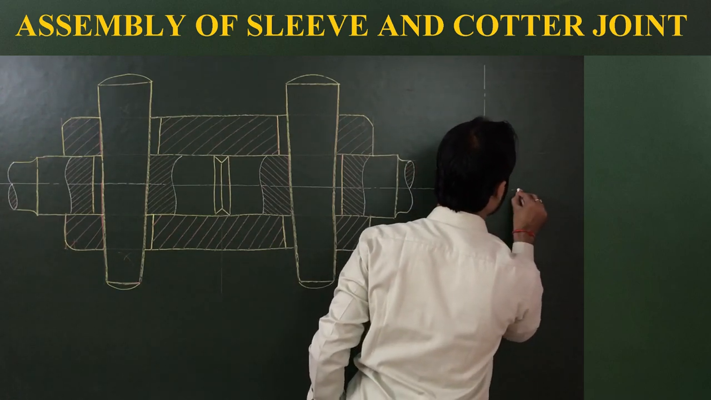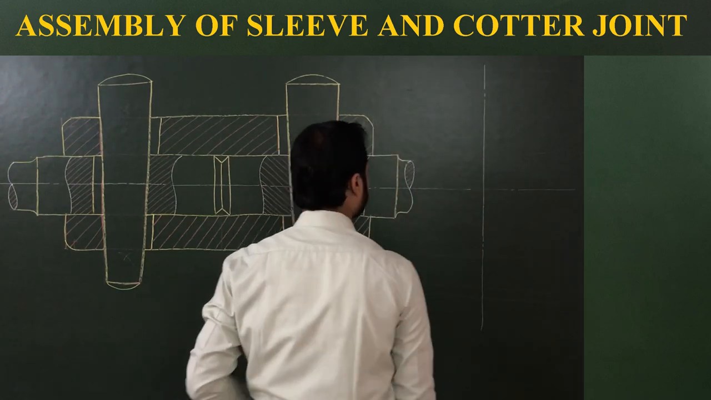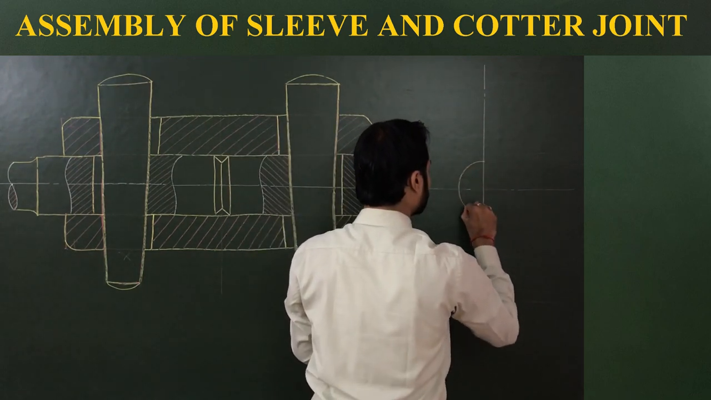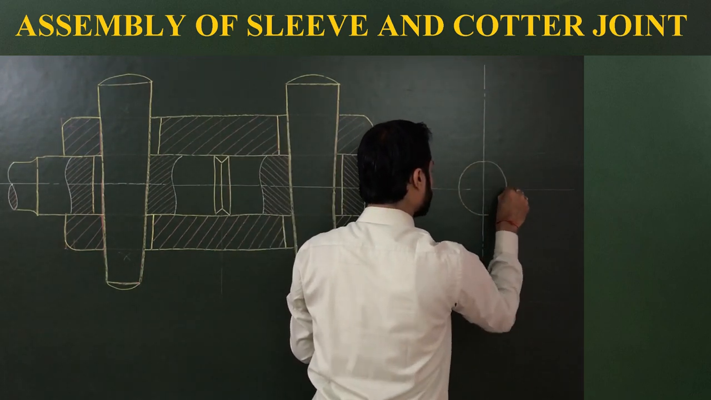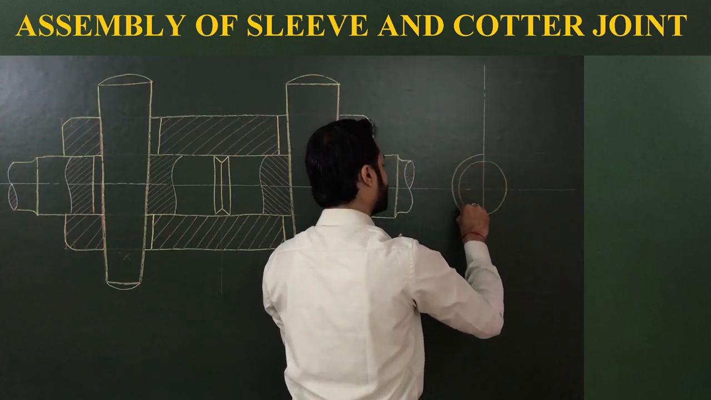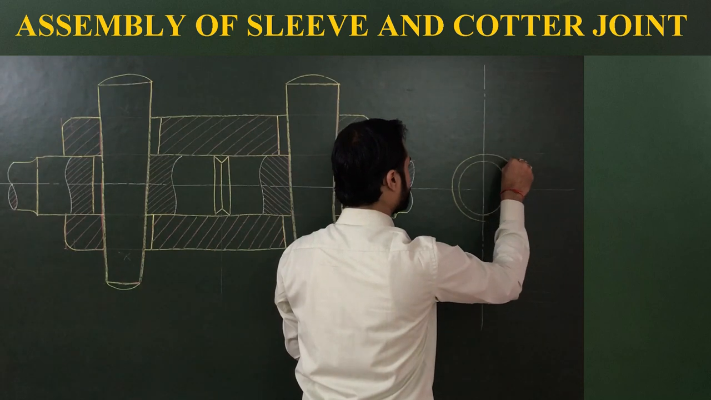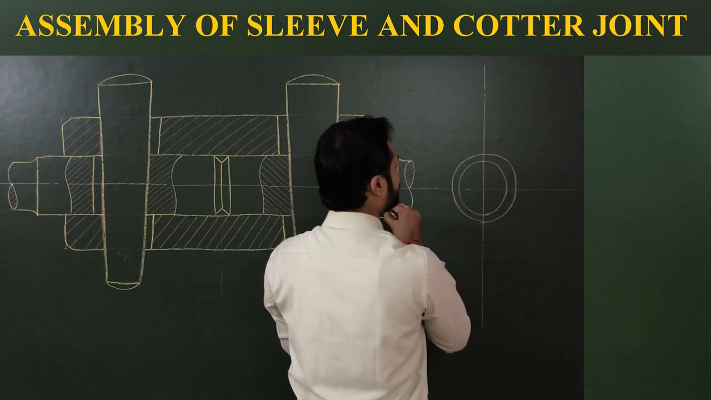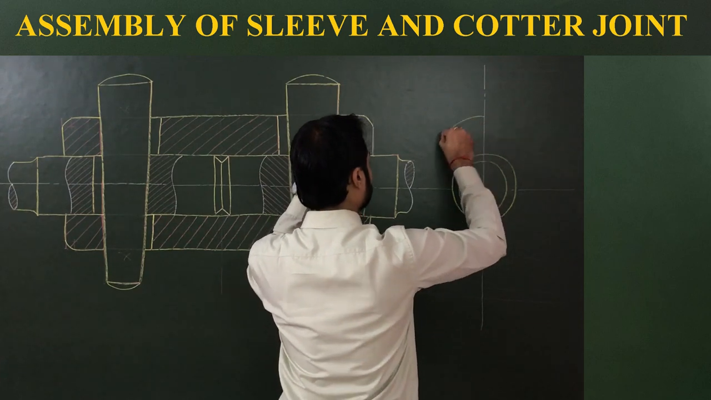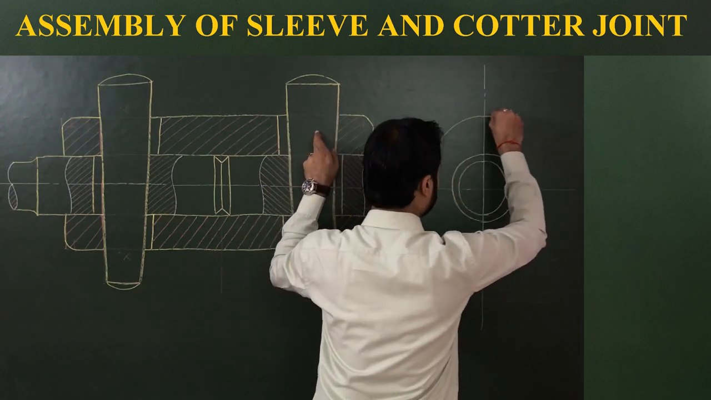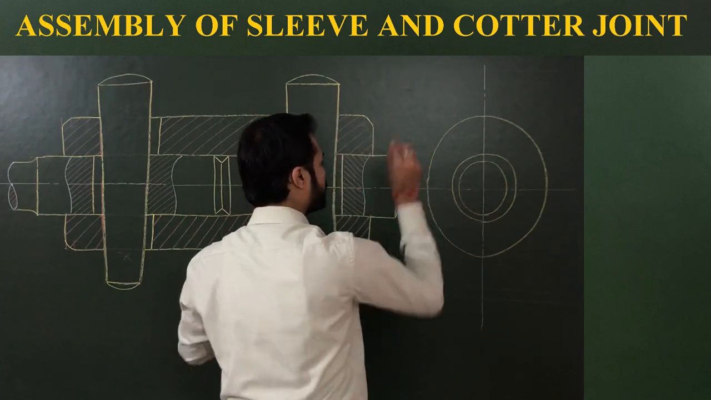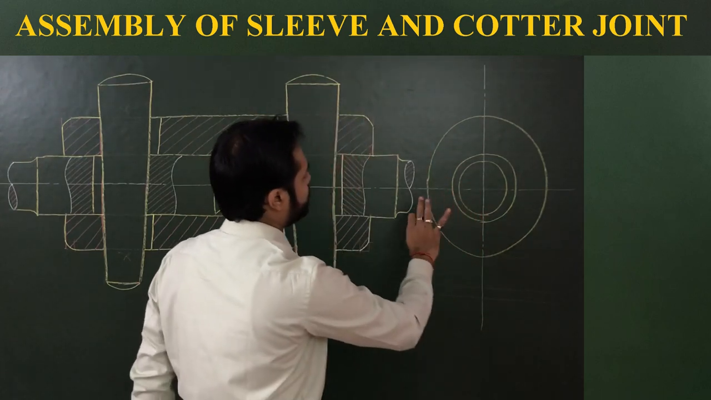Okay, so first circle of dia 24, these are limits, first circle of dia 24. Second circle of dia 30, and third dark and visible circle of dia 66. Okay, so these are three circles.